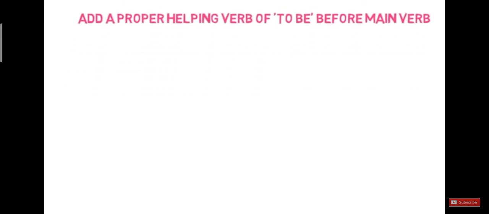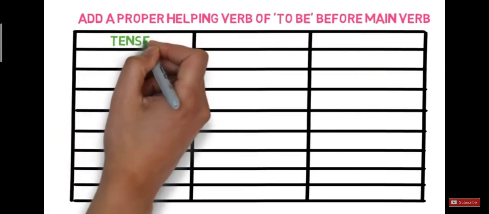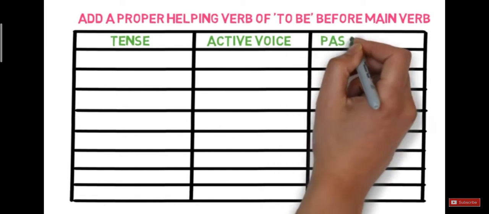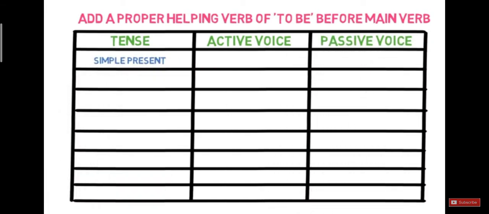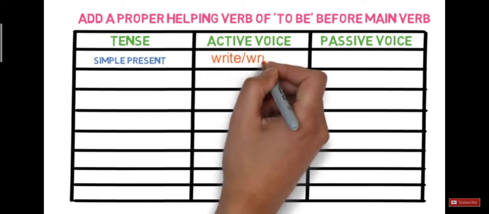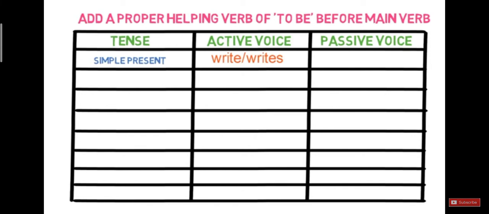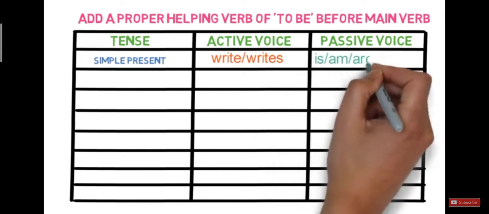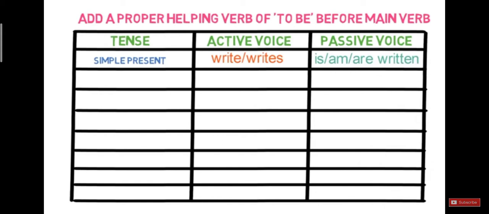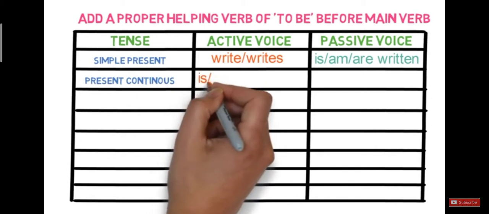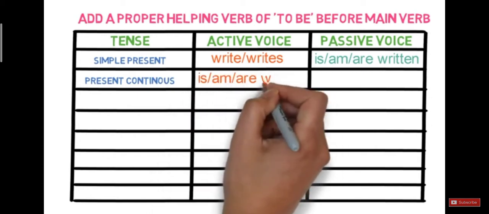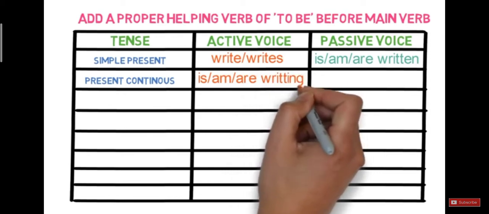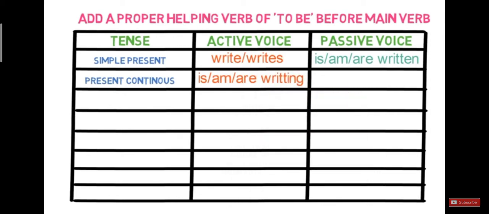Like if the main verb is write, let's see according to the chart. Simple present tense. In the simple present tense, what will be there? Writes. For active voice, writes: write, the first form, plus s or es. Now when we change into passive voice, it will become is, am or are written. So helping verb is, am or are is used. Present continuous: is, am, are plus verb's first form plus ing. Therefore is, am, are writing.